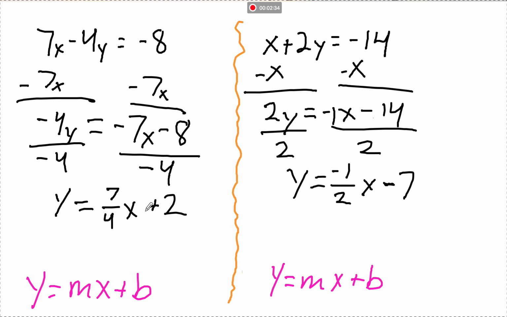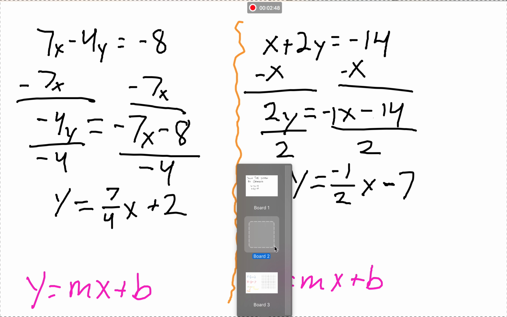So now both of these are in y equals mx plus b form, or slope-intercept form, where m is our slope and b is our y-intercept. Now that we have both of these in slope-intercept form, let's go ahead and graph them.